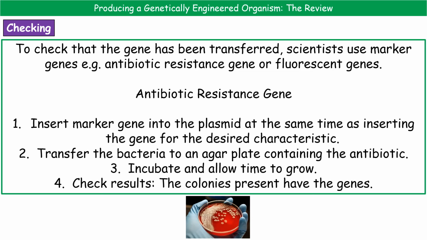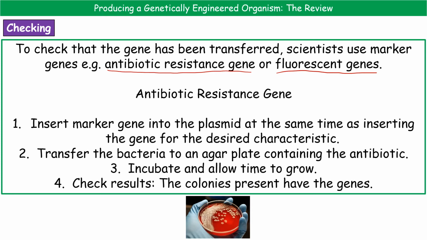It's all good and fine doing this process, but we need to know that it's actually worked, that that gene has attached to our bacterial plasmid. And we have 2 ways that we can do this through the use of marker genes. We can either use antibiotic resistance genes, or we can use fluorescence genes.